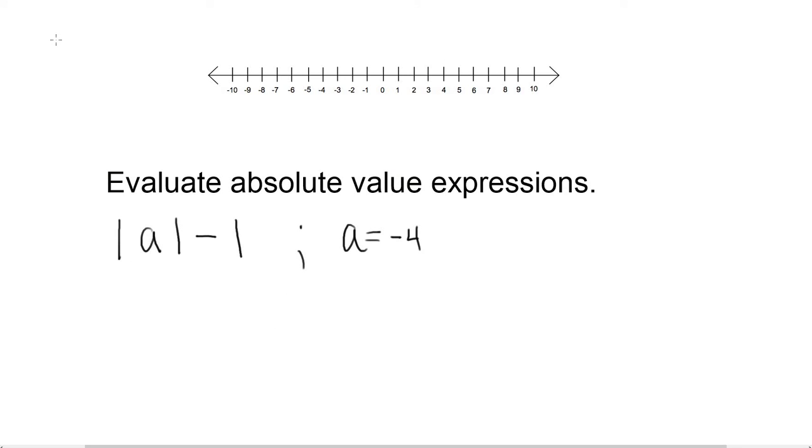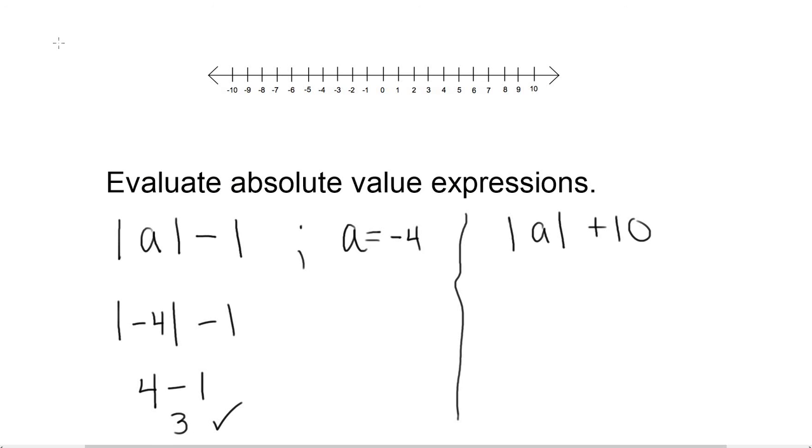And so we can evaluate absolute value expressions such as the following example. I want to evaluate the expression the absolute value of a minus 1. For this example, a equals -4. So we substitute the value of -4 for a. So the absolute value of -4 minus 1. Well, we know the absolute value of -4 is just 4 minus 1. And so 4 minus 1 is 3.